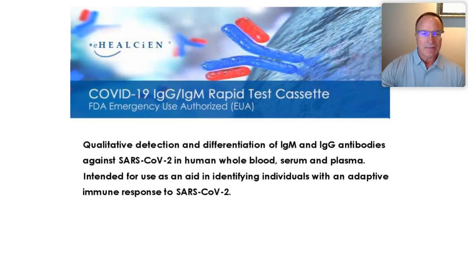So the Heliogen test, that's the name of our manufacturer. It's FDA emergency authorized. It's qualitative, not quantitative. It's a yes, no. It's not a degree of titers or anything like that. And it's the differentiation of IgM and IgG antibodies against this virus. It's a serology test, so it's a blood drop, and it's very simple to use in an office setting.